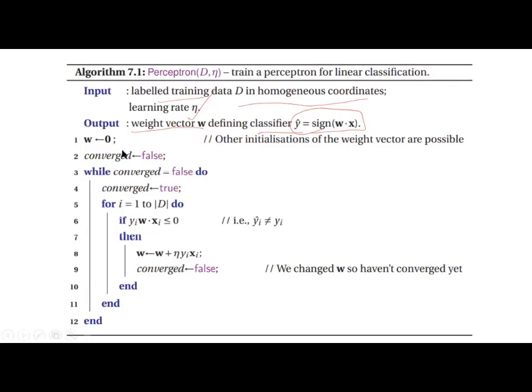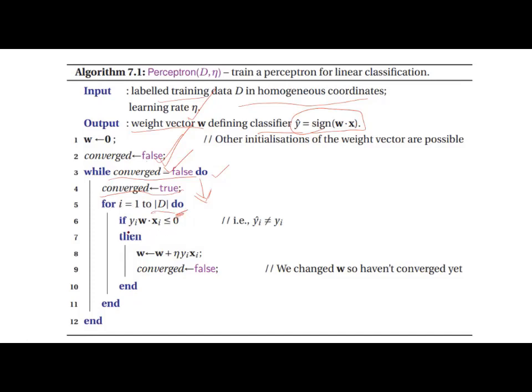Now, let W is equal to 0. Converged is equal to false. While converged is equal to false, do. So it comes into the loop. Because we declared converged as false, it comes into the loop. While means while false, exit. Right? Here we are writing converged is equal to true. For i is equal to 1 to cardinality of D, do.